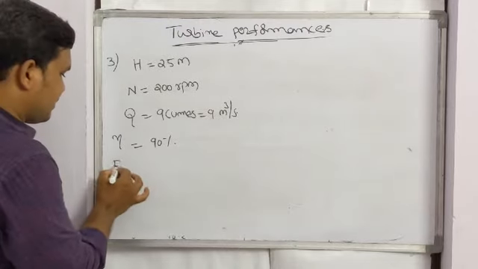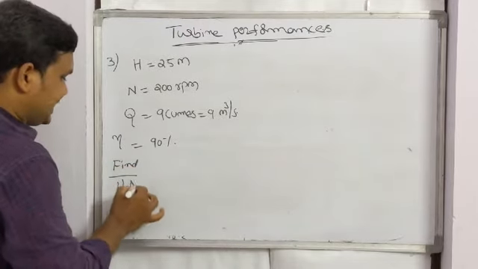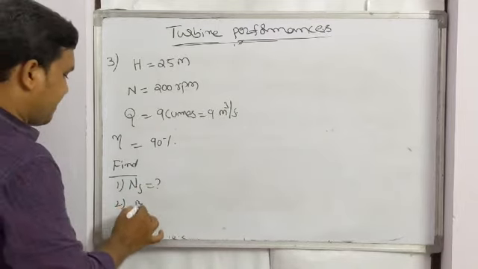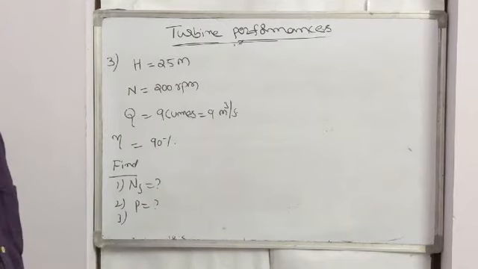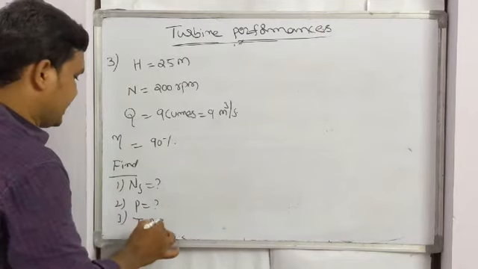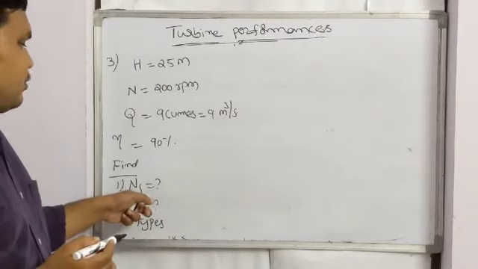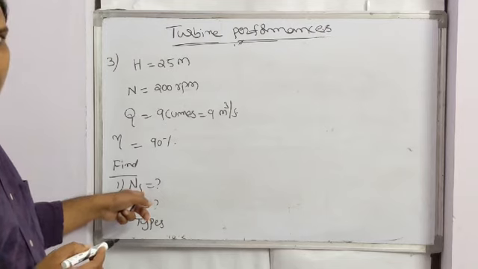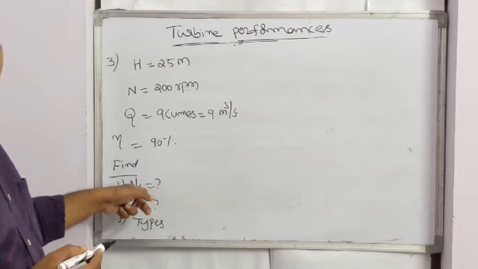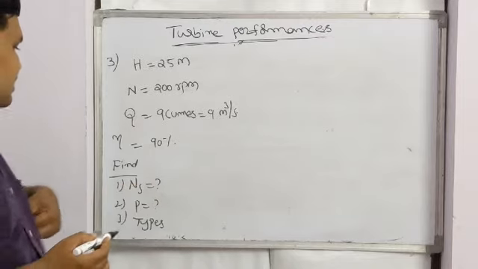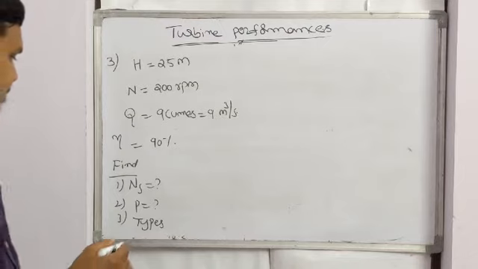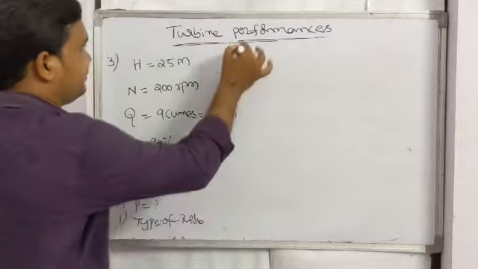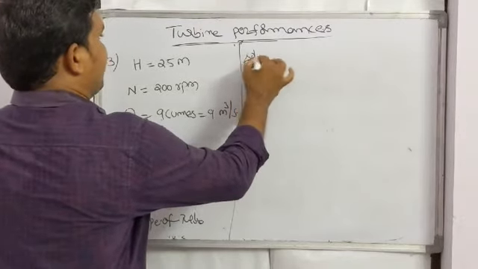So determine: first, the specific speed of the turbine; second, the power of the turbine; and third, the type of turbine. So what is the type of turbine? Already told that by knowing the specific speed we can conclude which type of turbine it is. The NS value tells whether it is a Francis, Pelton or Kaplan type of turbine. So coming to the solution.